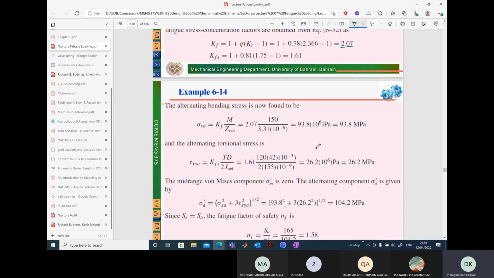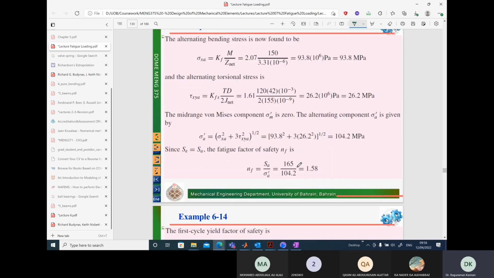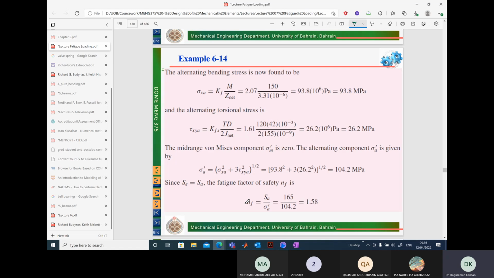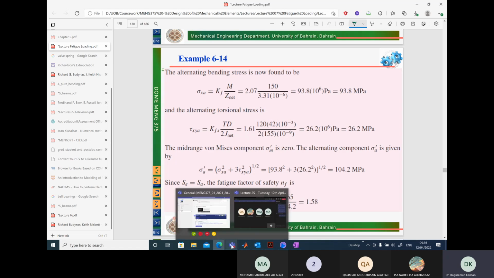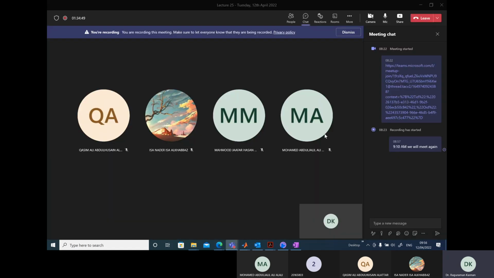Next class, we will continue and see the values here and how to use these values to calculate the fatigue factor of safety.